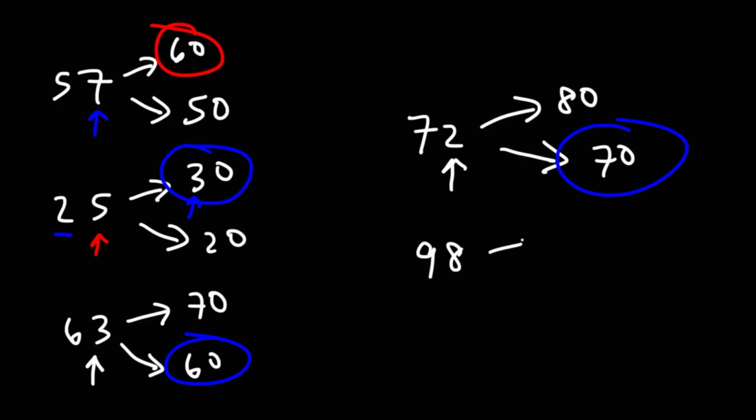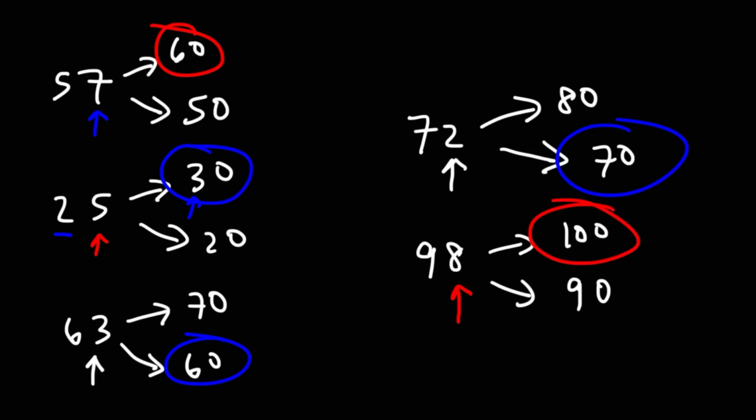And what about 98? What should we do with this? To turn this to a 0, we need to round it up to 100, or we can round it down to 90. Now looking at the digit in the ones place, that is part of the 5 or more group. 8 is greater than 5, so we're going to round it up to 100.